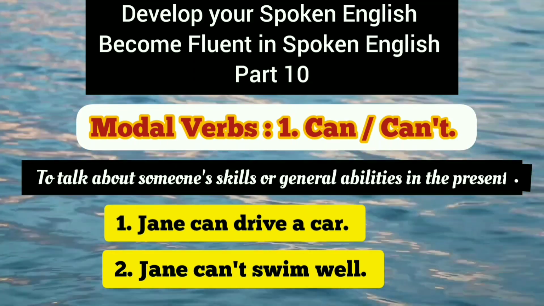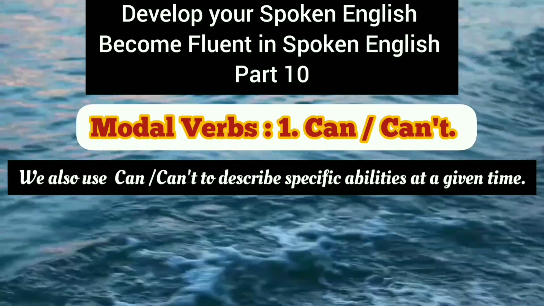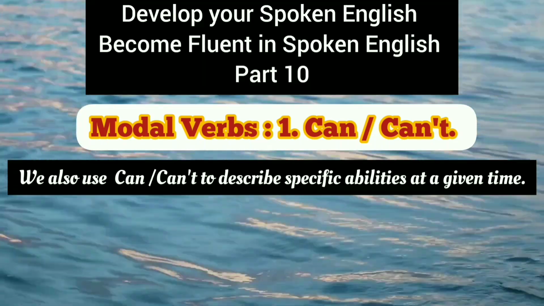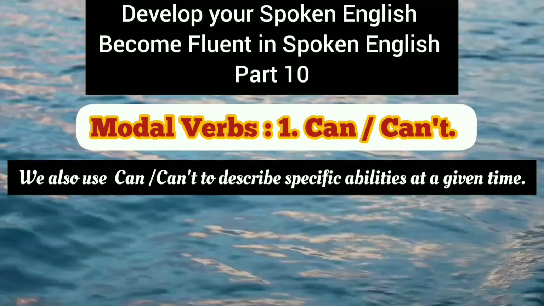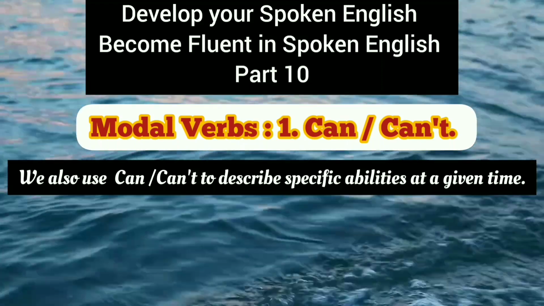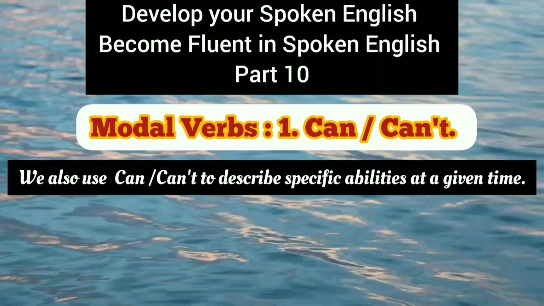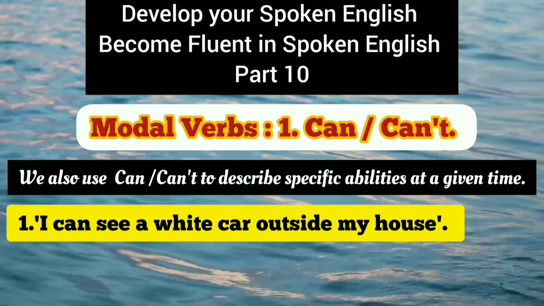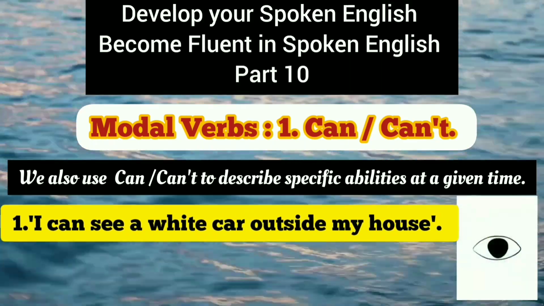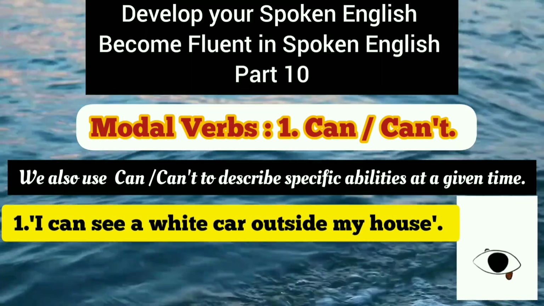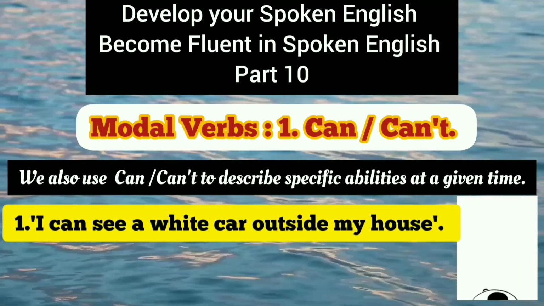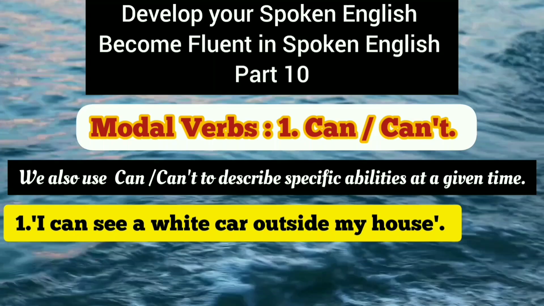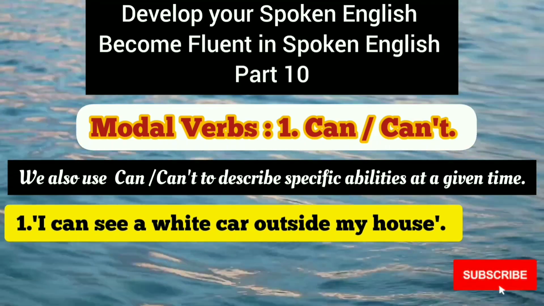Up next we will see the second use of can. So you also use can or can't to describe specific abilities at a given time. So let's see some sentences to understand. As you see the example, I can see a white car outside my house. So I am talking about a specific ability at a given time, that I can see, at a given time, that there is a white car outside my house.